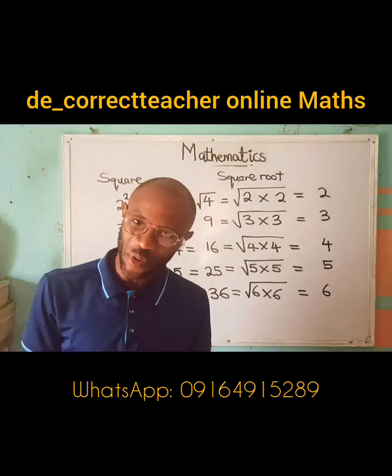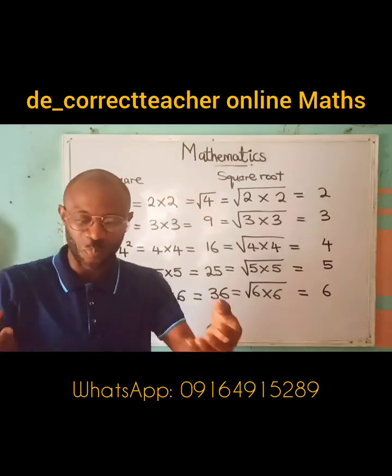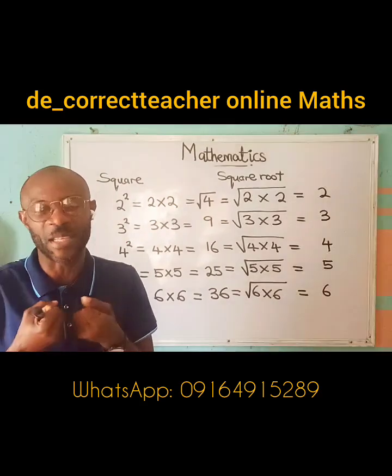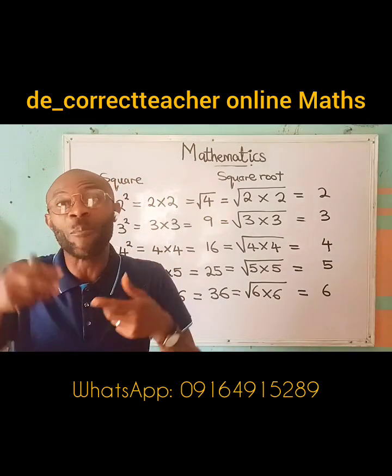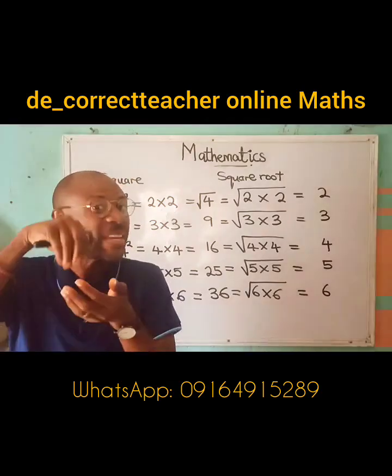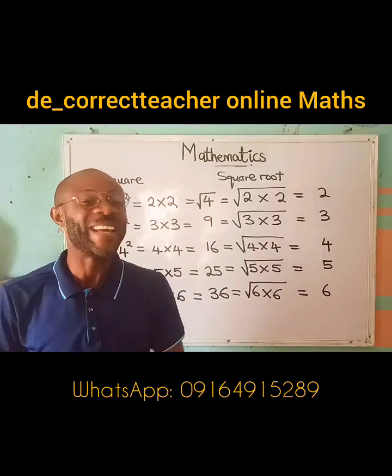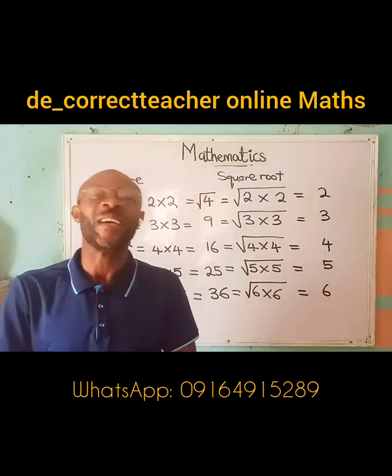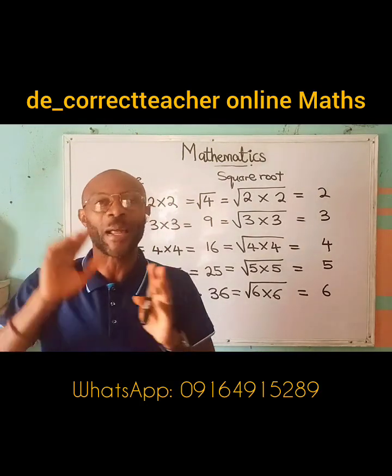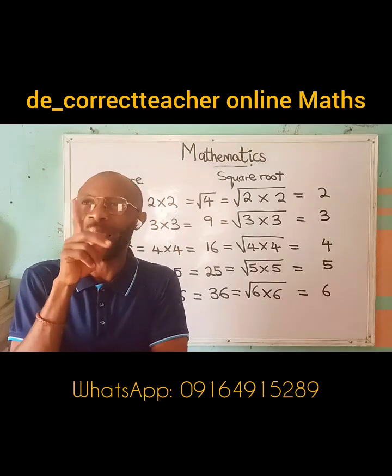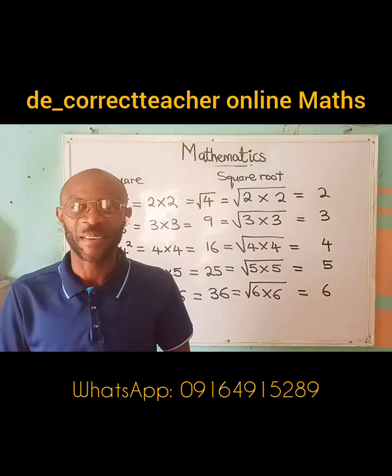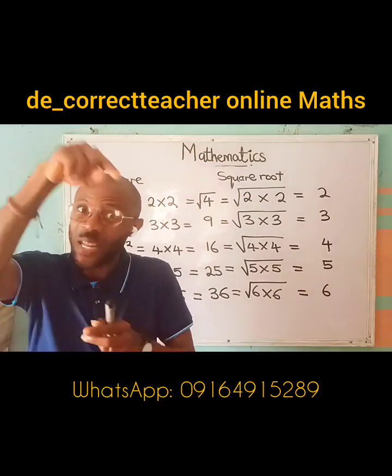So, in summary, square is you pick a number, sorry, you pick a number and multiply it with itself or by itself. That is square. Then, square root: when you are asked to find the square root of a particular number, just think of a number that you can multiply by that same number, by itself, that will give you the number you are asked.